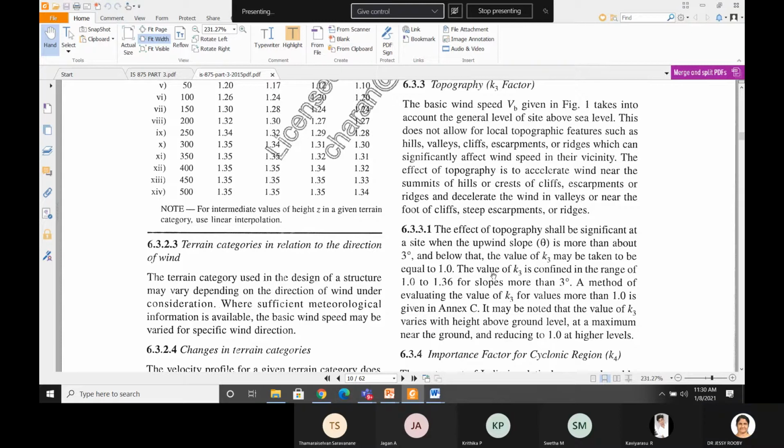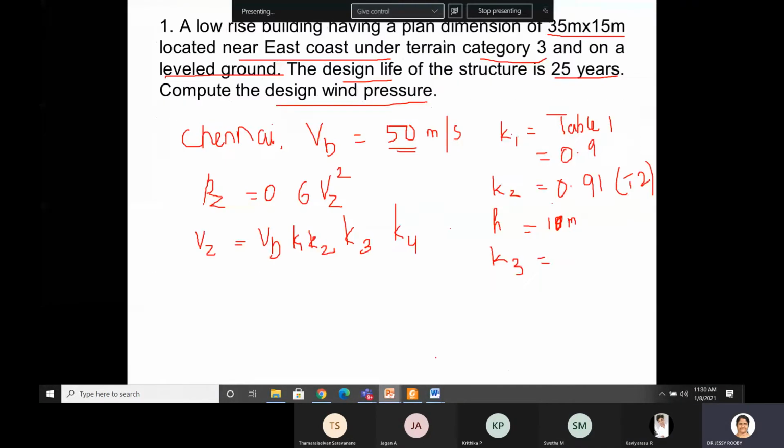6.3.3.1. The value of K3 may be taken to be equal to 1 if the slope is less than 3 degree. Less than 3 degree is nothing but almost a leveled ground. So what is the value of K3? 1. Okay. So K3 is taken as 1. Otherwise, you have to calculate the value of K3.